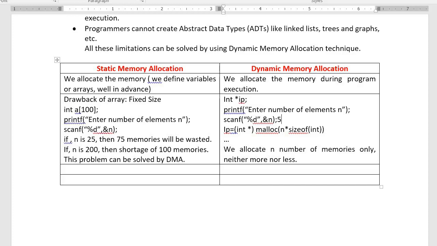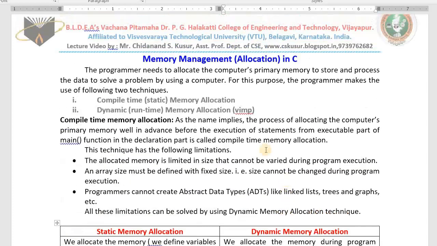Up to now, whatever I explained is theory. Some more theory points are there, which I share with you. See here, the programmer needs to allocate the computer's primary memory. That means whenever we define the variables, we are allocating the memory from RAM only, to store and process the data, to solve a problem by using a computer. For this purpose, we use two techniques: one is static memory allocation, one more is dynamic memory allocation.